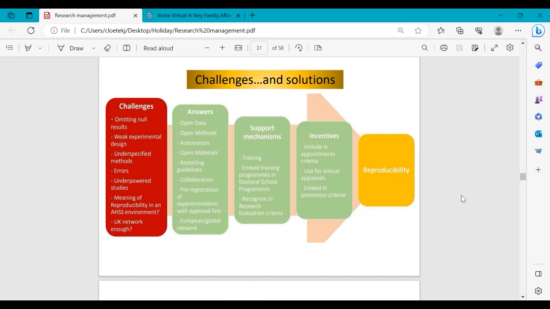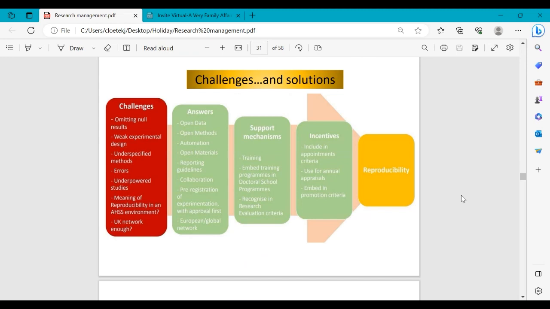Let's look at omitting null results. We have weak experimental design, underspecified methods, underpowered studies, etc. So some of the answers can be to share open data, use open methods, and publish in open access journals. This is extremely important.